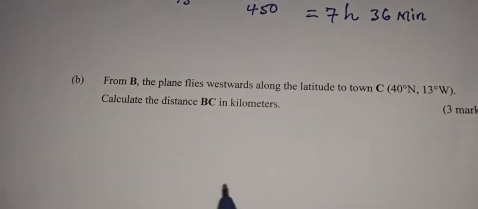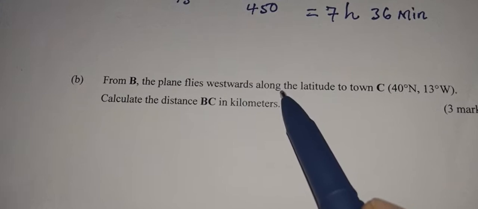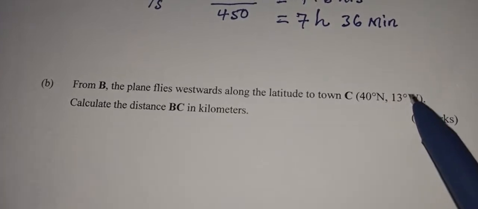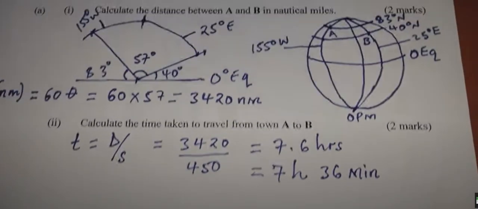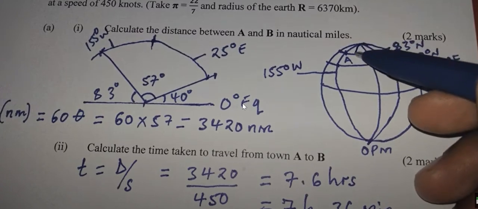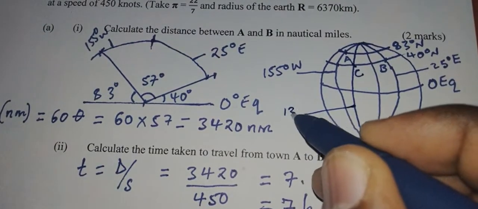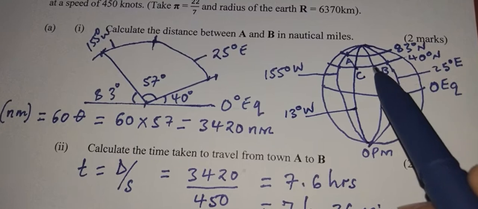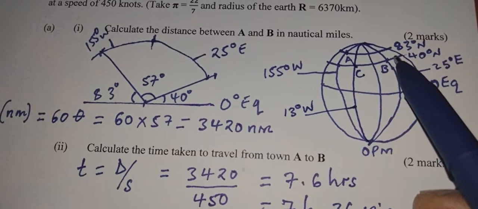Part B, we are told that from B, the plane flies westwards along the latitude to town C, 40 degrees in the north, 13 in the west. Calculate the distance BC in kilometers. Therefore, from B, the plane moves westwards, which means to the left, until 13 degrees. So this is where C is, 13 in the west. The plane is now moving along the parallel of latitude. That means the plane is moving along a small circle.